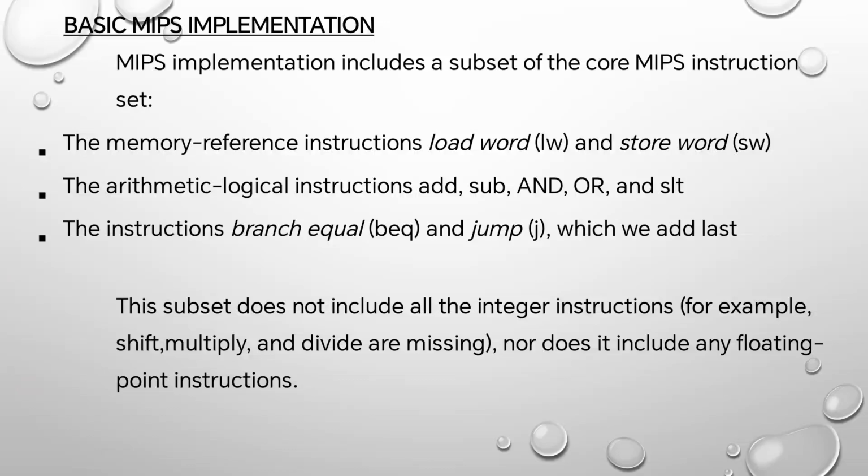Basic MIPS implementation. The MIPS implementation includes a subset of the core MIPS instruction set: the memory reference instructions load word and store word, the arithmetic logical instructions add, sub, and, or, and SLT, and the instructions branch equal and jump, which we add last. This subset does not include all the integer instructions, nor does it include any floating point instructions.